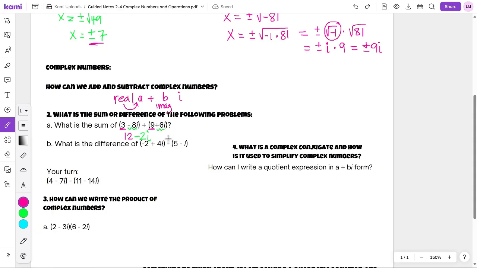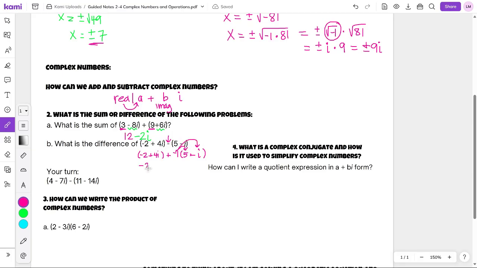We can change this sign to an addition sign and push the negative through. So it's like we're saying negative 2 plus 4i plus a negative 1 times 5 minus i. And then I am going to shove that negative 1 through the parentheses. So I'm going to distribute it to both of those.